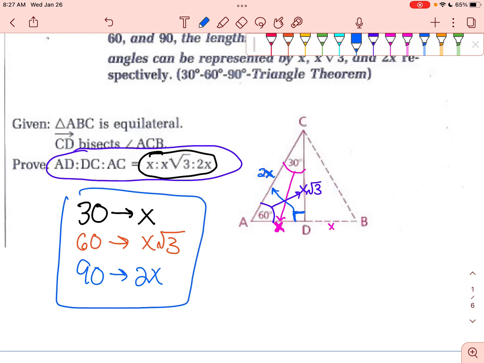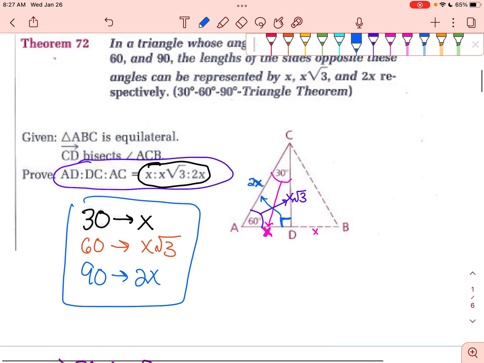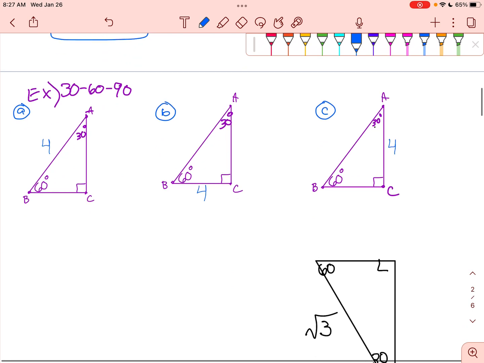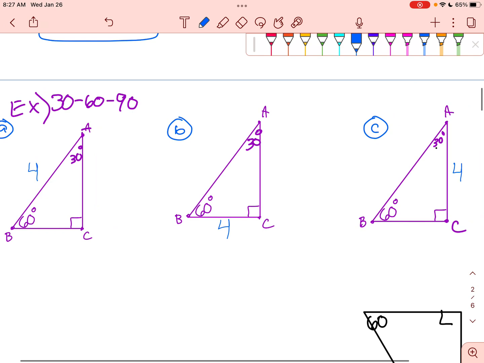Across from the 30 is x, across from the 60 is x root 3, and across from the 90 represents 2x every single time. So when you come across these problems, again, I gave you these 3 problems at the top. I moved the 4. So if you see, they're the exact same problem. It's just I changed where the 4 was.